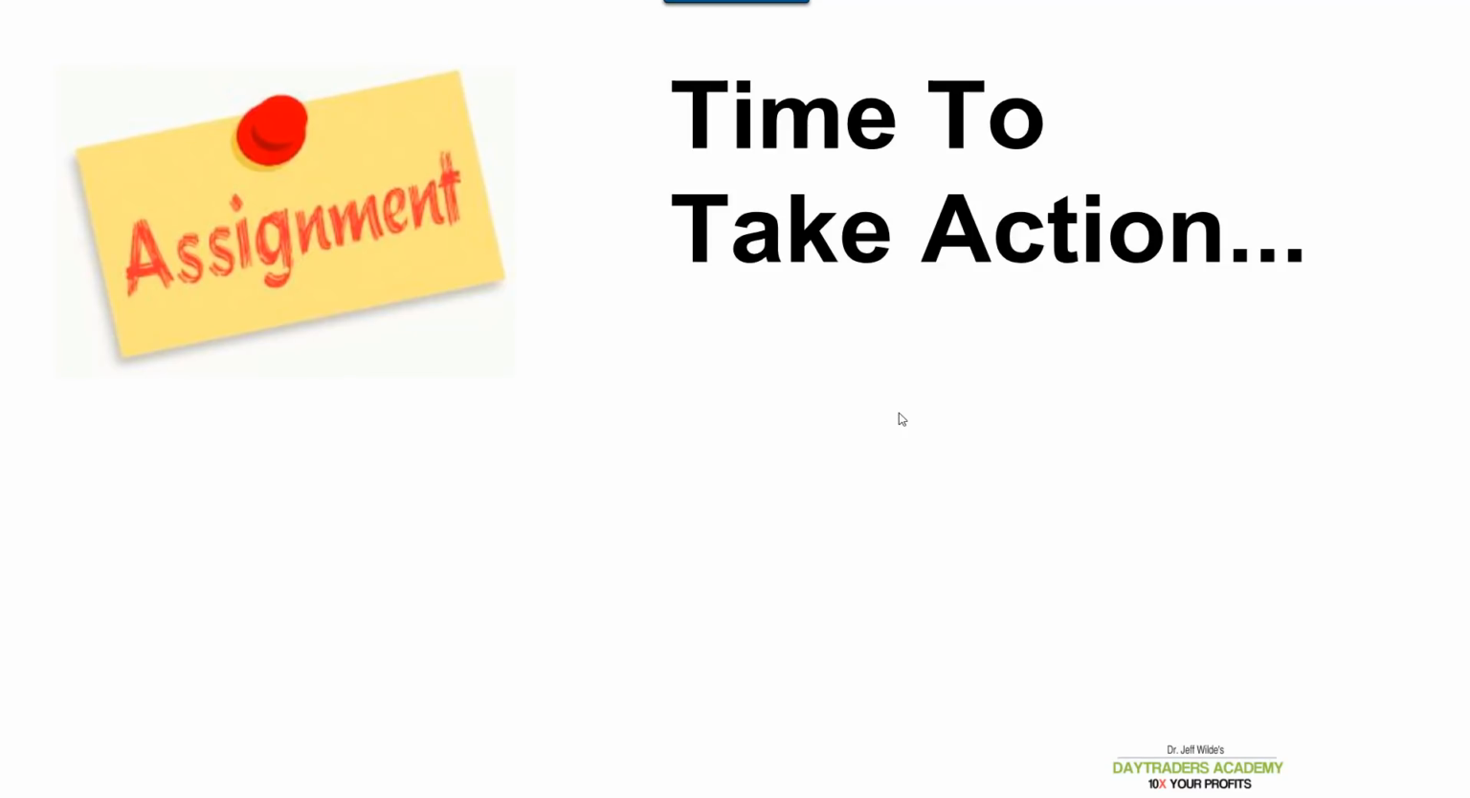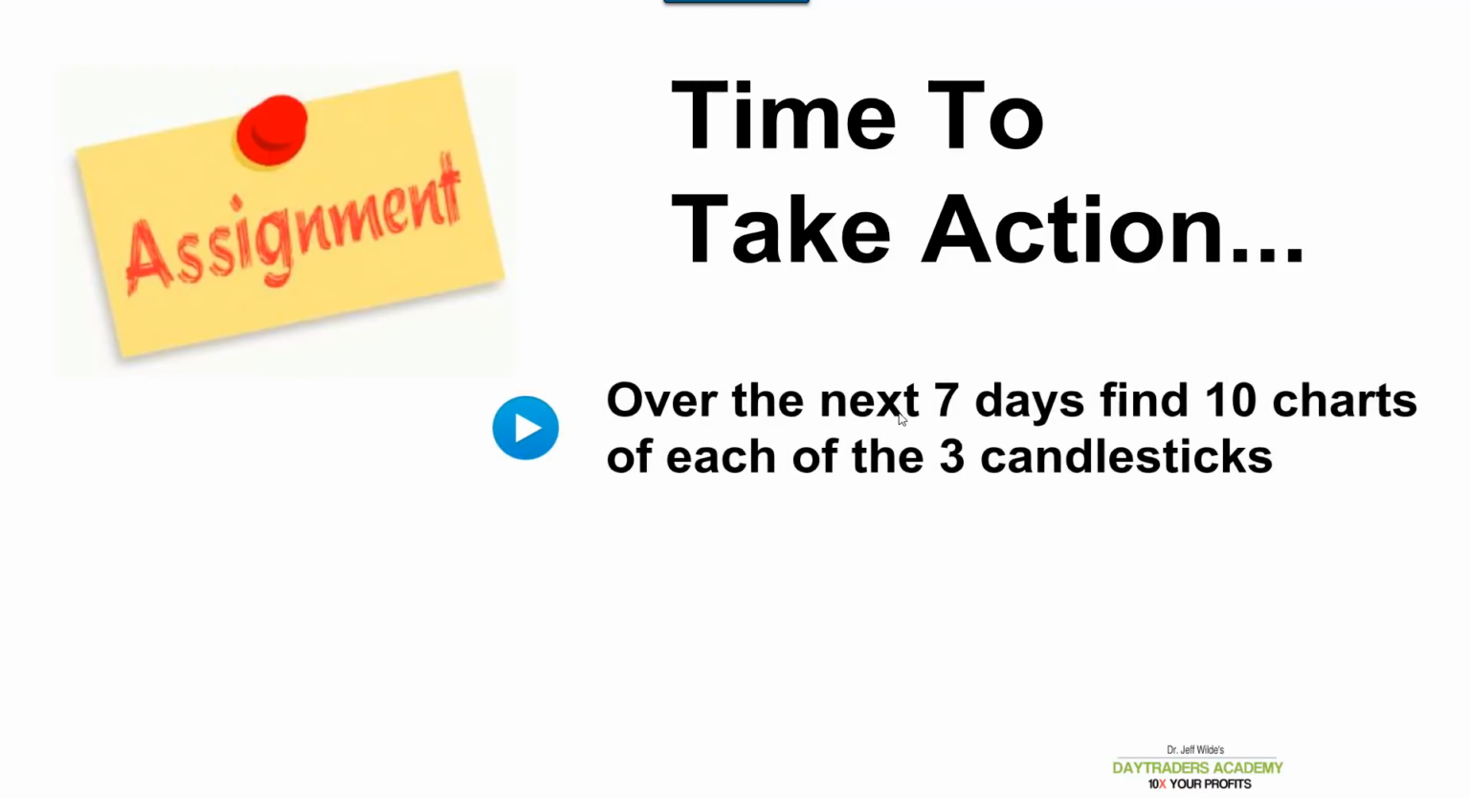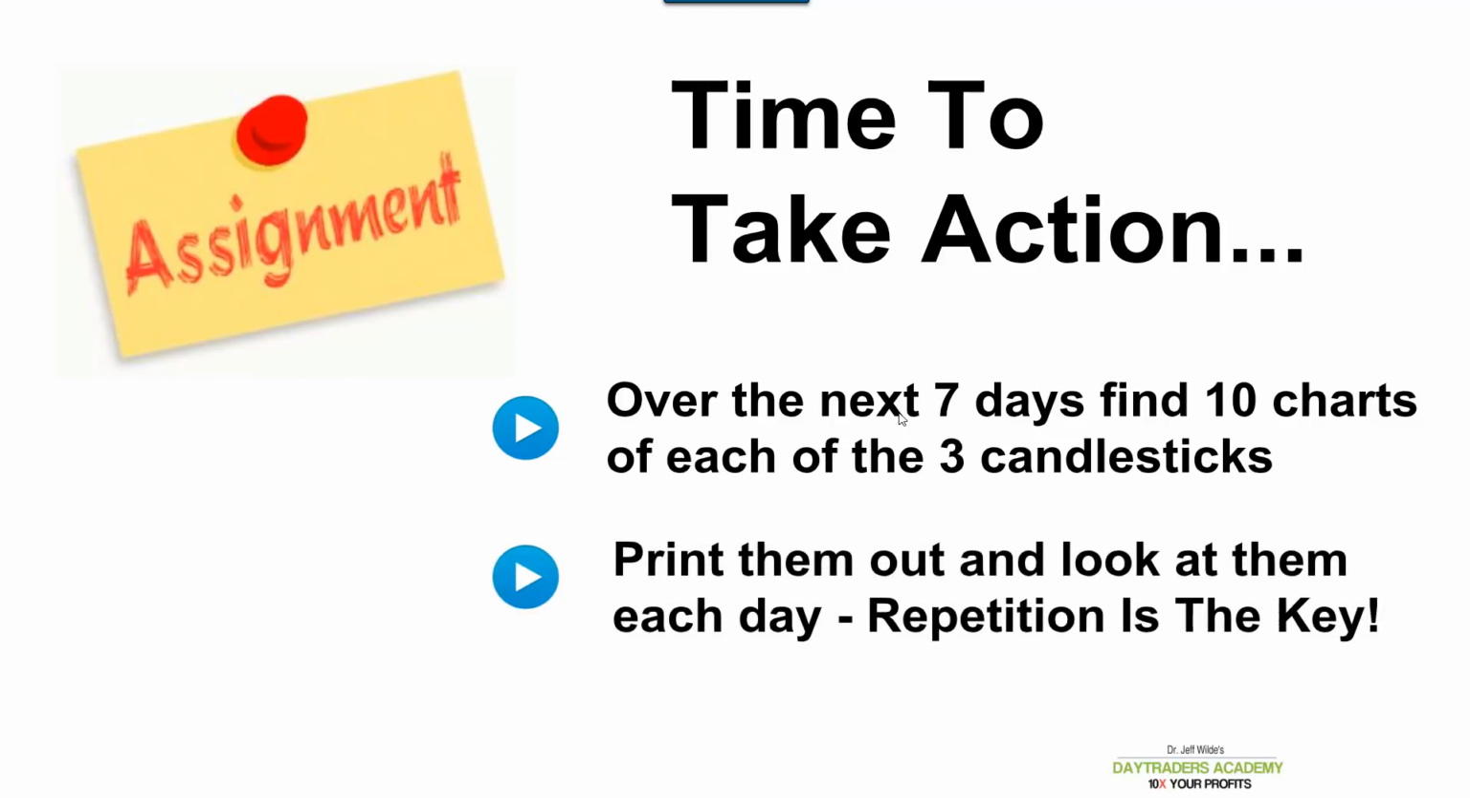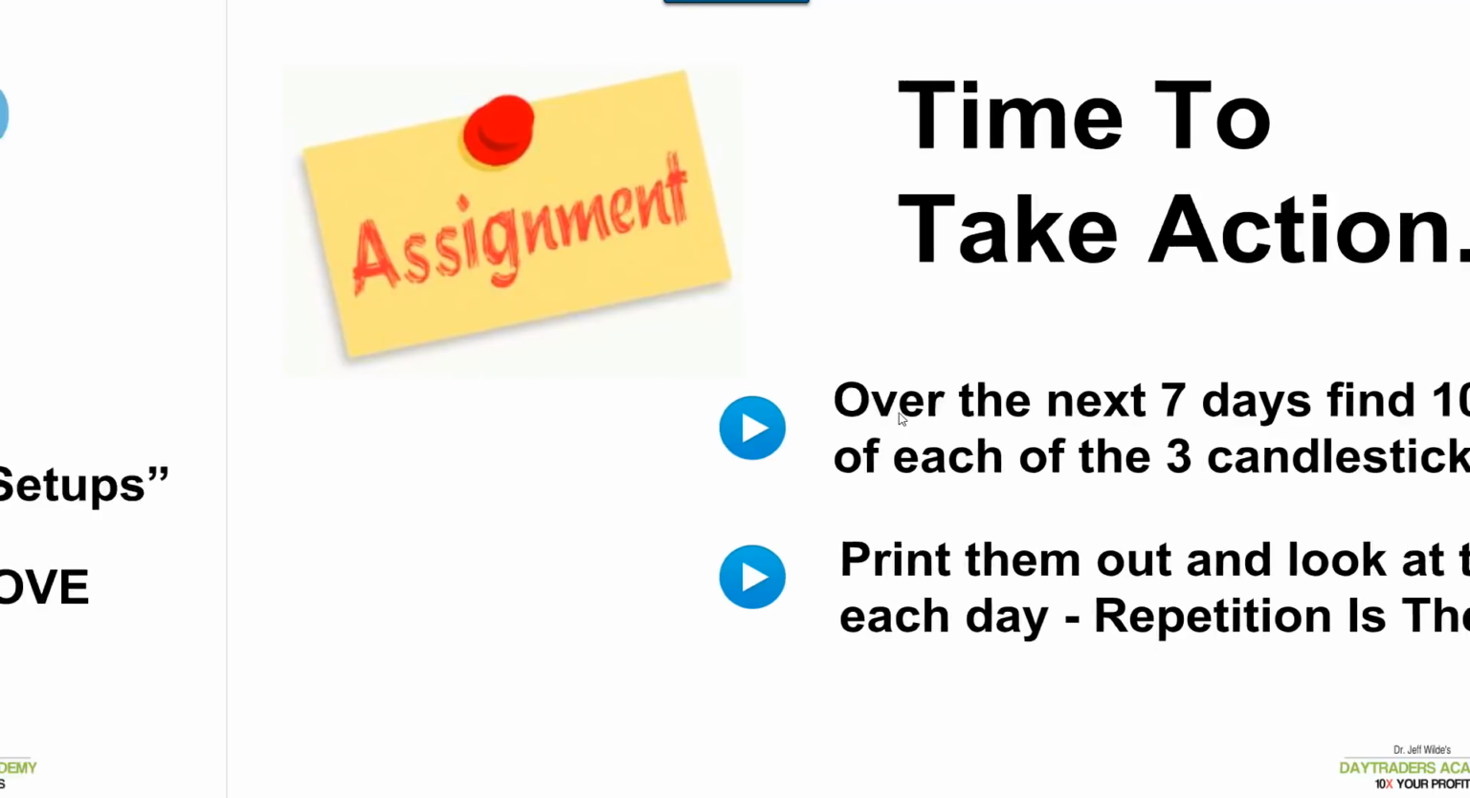All right, a little bit of homework for you guys. It's time to take some action. What I want you to do is, over the next 7 days, find 10 charts that have examples of the dojis, the engulfing patterns, and the spinning tops. Print them out and look at them each day. The idea is you want to train your eye to find Waldo. The more you look at your charts, the easier it is to find, and like anything, repetition is the key.